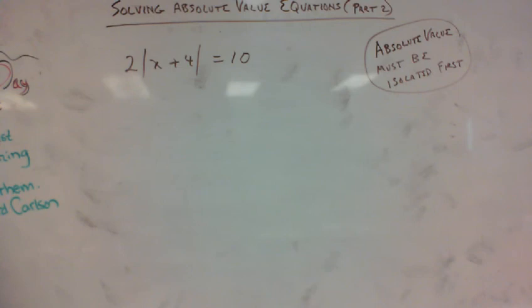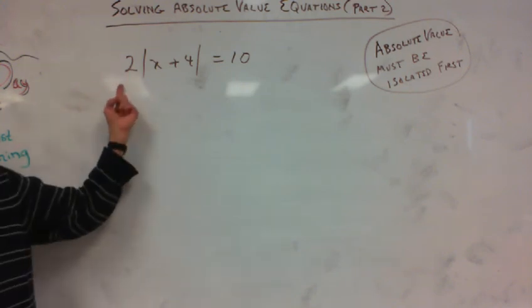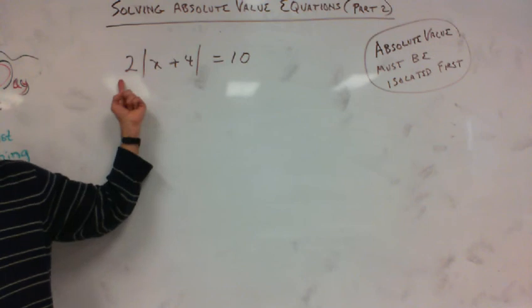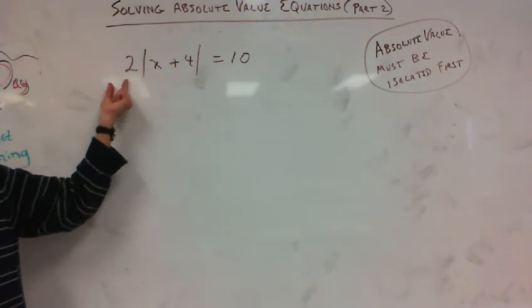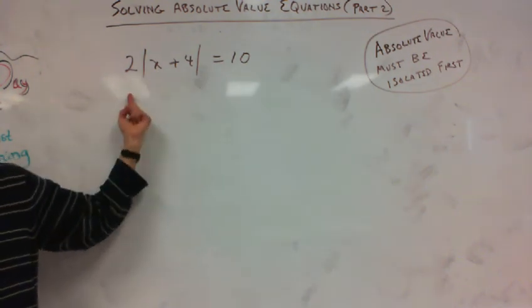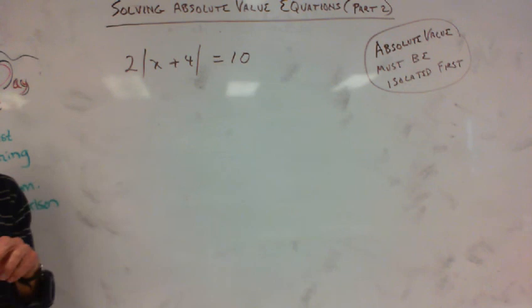Multiply 2 times x. That is true. But what's the other way that's a little quicker? You subtract 2, but this is 2 times. What's the opposite of times? Division. Right, so you're going to have to divide.